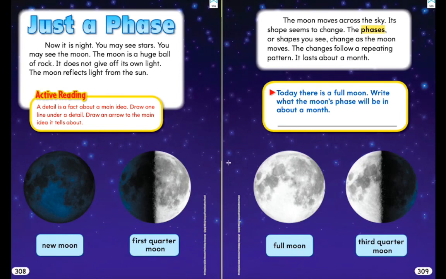So boys and girls, we are going to learn about phase. Phase is nothing but the change of shape of the moon. And in one month, the moon starts from new moon and then it goes up to full moon.